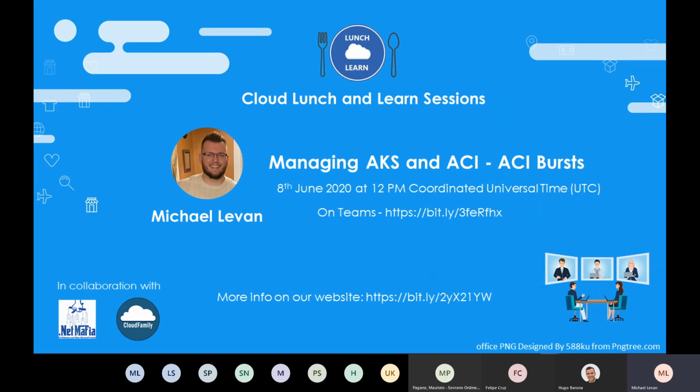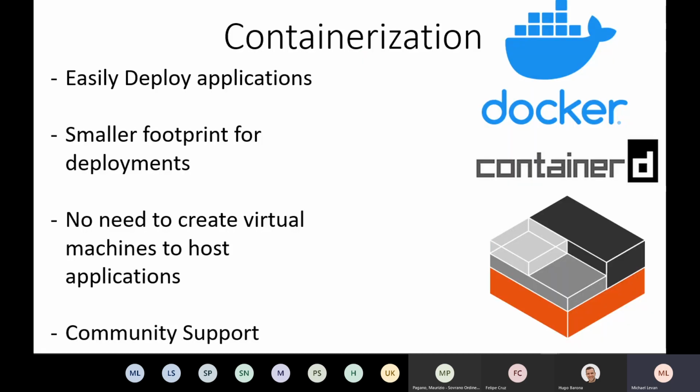So pretty much what we're going to be talking about today is the ability to have AKS, which is Azure Kubernetes Service, tied into Azure Container Instances. And essentially, what Azure Container Instances are is they give you the ability to run containers like you would locally, like a Docker container, for example, or any other type of containerization engine, except instead of running it locally, you just run it in the cloud.